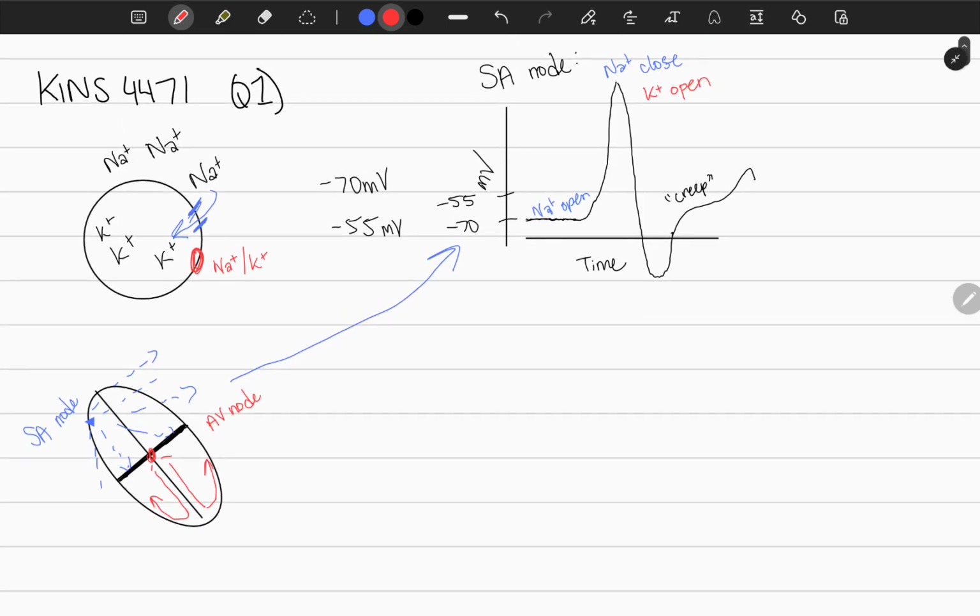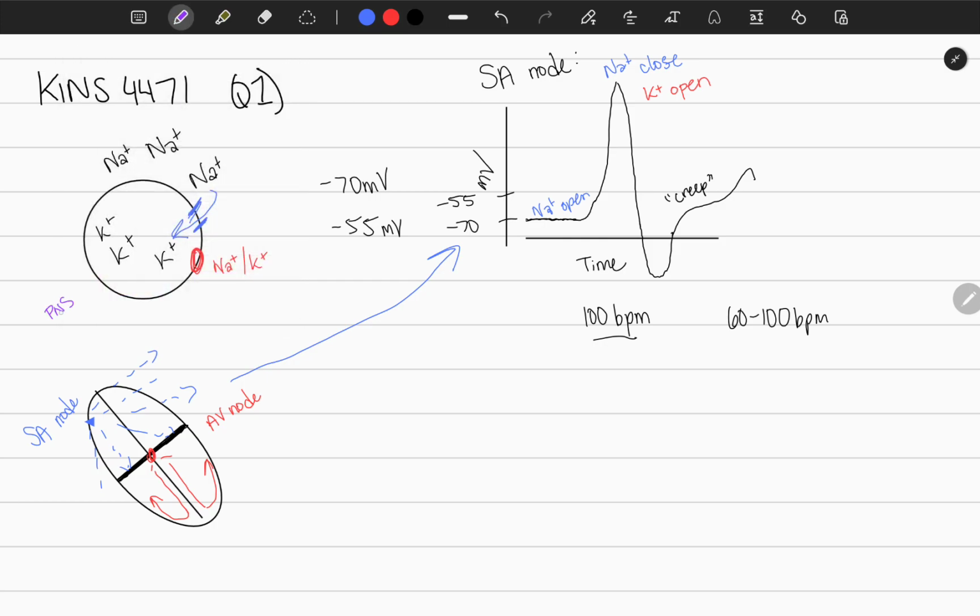Looking back at the graph, the SA node fires at 100 beats per minute. But as an adult, our resting heart rate is between 60 to 100. So why is it that our SA node is constantly firing at 100 beats per minute, but that does not portray our resting heart rate? That is because the peripheral nervous system, the vagus nerve, innervates both of the SA and AV node.